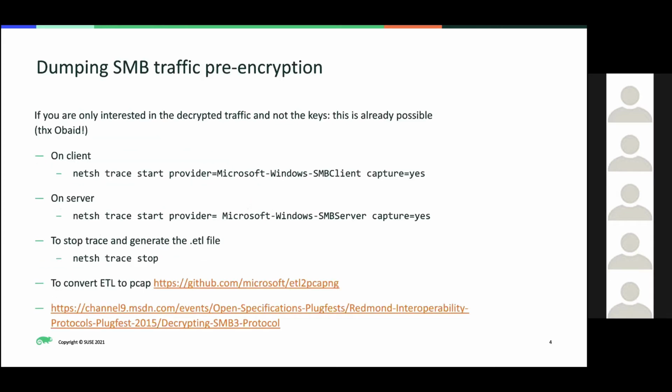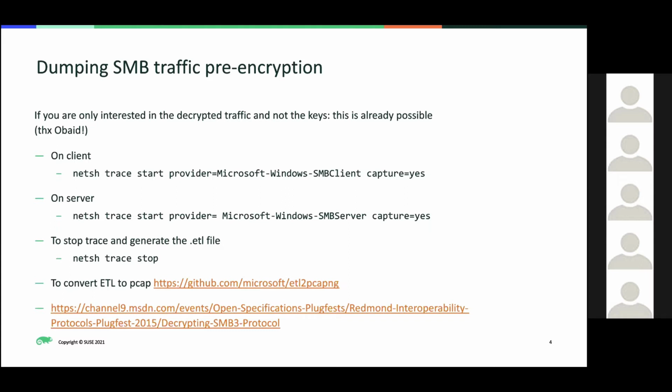Okay, so before I go further, I should mention that after bugging DocHelp for a long time, I finally learned from Obaid. So a lot of thanks to Obaid for providing this information. Turns out this was actually available for a while, since 2015. So if you're not interested in the keys themselves, but just the unencrypted traffic, you can already dump SMB before it gets encrypted on Windows.